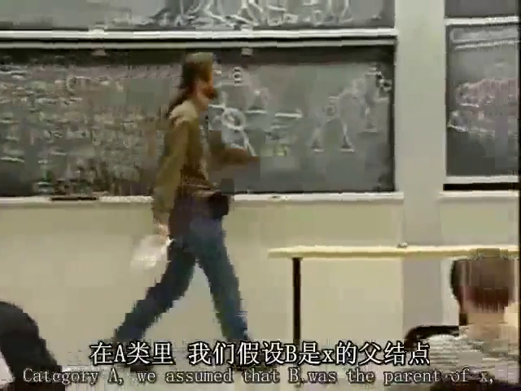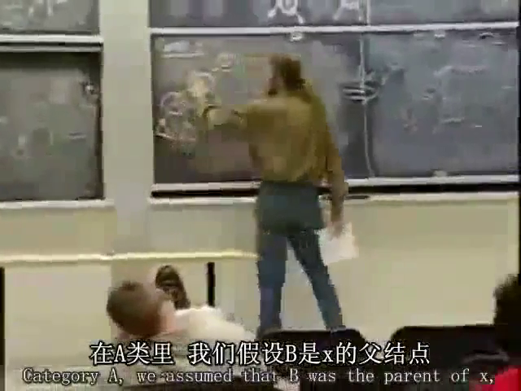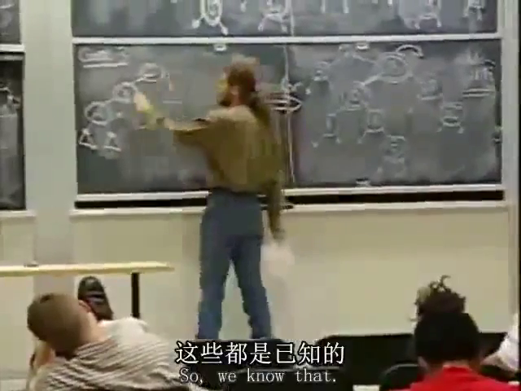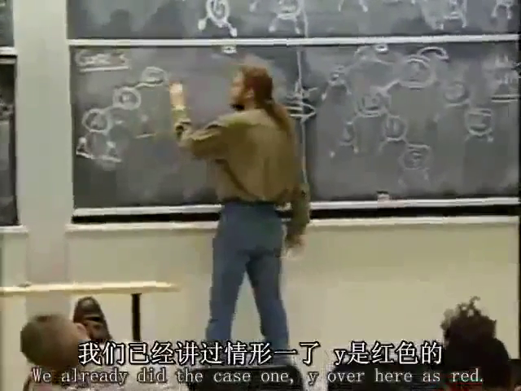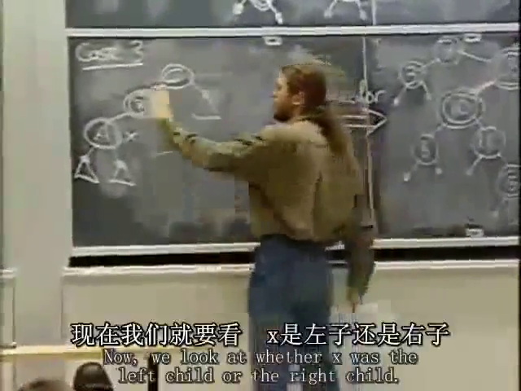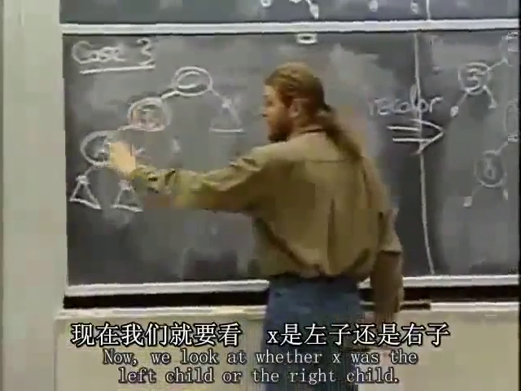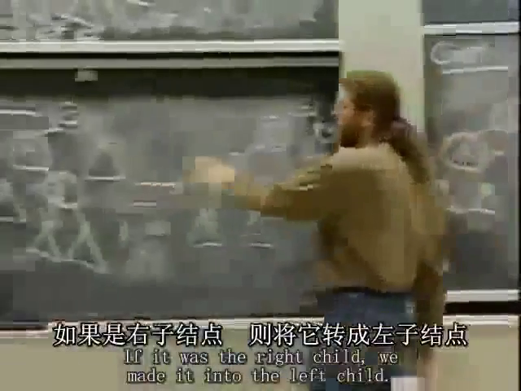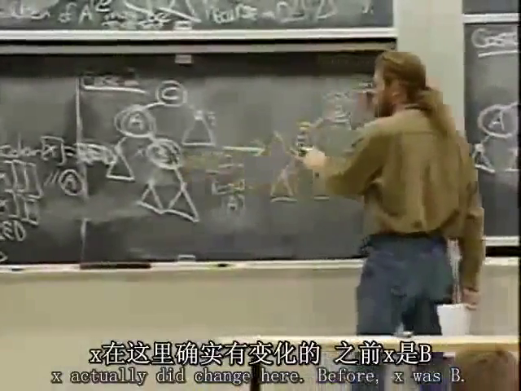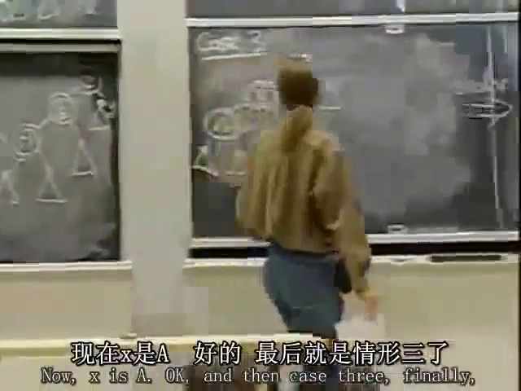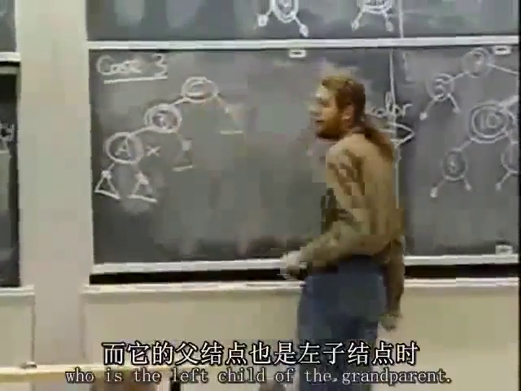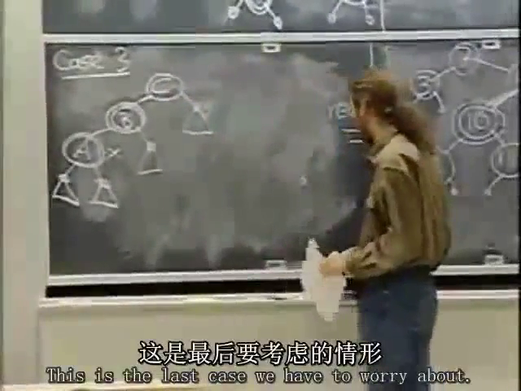Category A, we assumed that B, the parent of X, was the left child of the grandparent, here C. So we know that. We already did the case 1, Y over here is red. That was case 1. So we're assuming Y is black. Now we look at whether X was the left child or the right child. If it was the right child, we made it into the left child. X actually did change here. Before X was B, now X is A. Okay, and then case 3 finally is when X is the left child of the parent who is the left child of the grandparent. The last case we have to worry about.